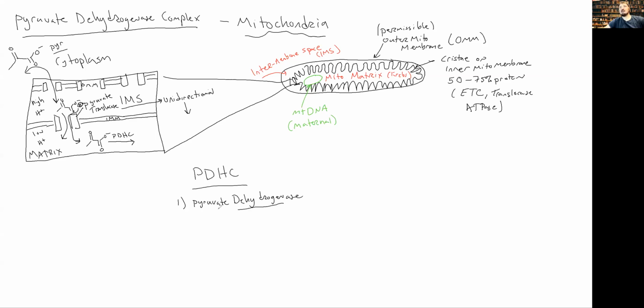And so the pyruvate dehydrogenase is going to do 2 different things. This is very similar to what we saw with transketolase in the pentose phosphate pathway. Pyruvate dehydrogenase is a TPP enzyme, which means it does alpha cleavages, carbon-carbon bond cleavages. And in this case, it does alpha decarboxylation.